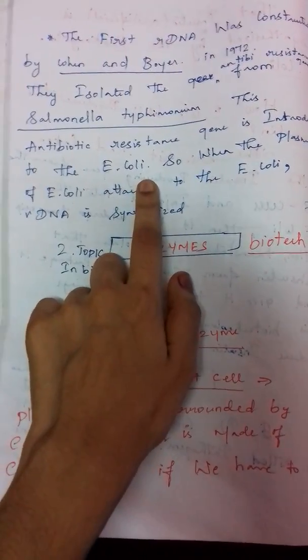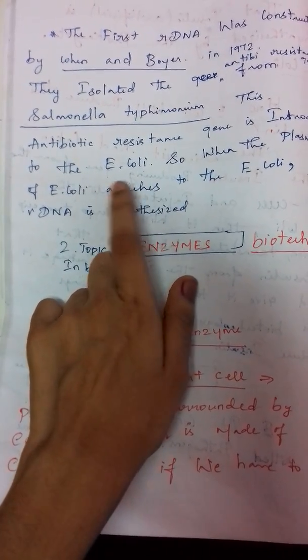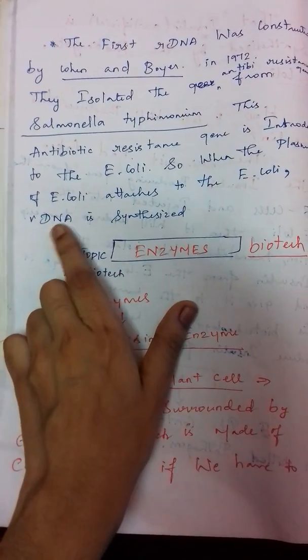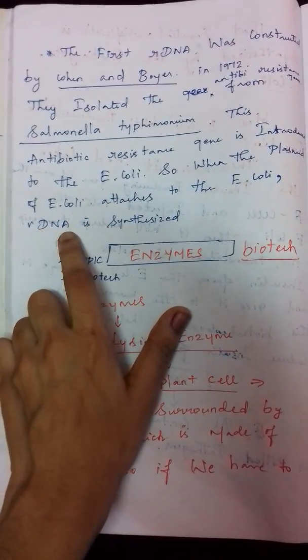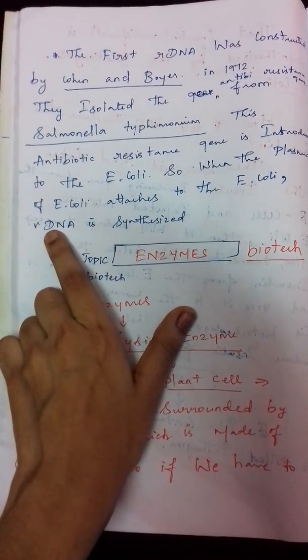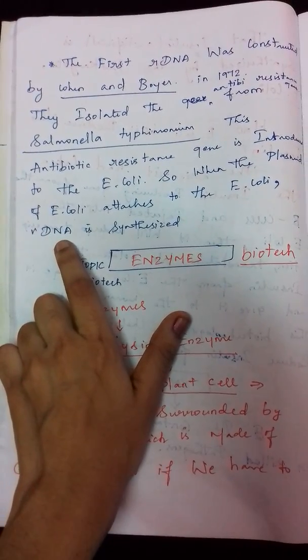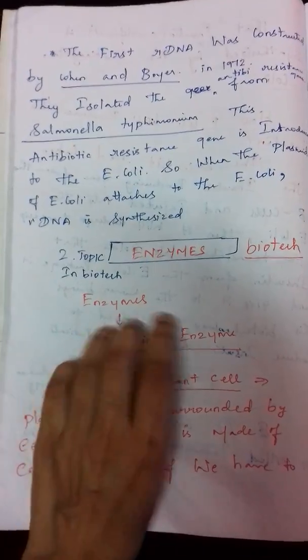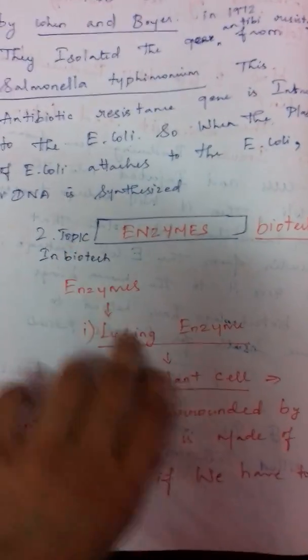When the plasmid attaches to the E. coli, rDNA will be synthesized. Recombinant DNA means its genetic makeup is different from the normal. Okay, and then I will tell about enzymes.